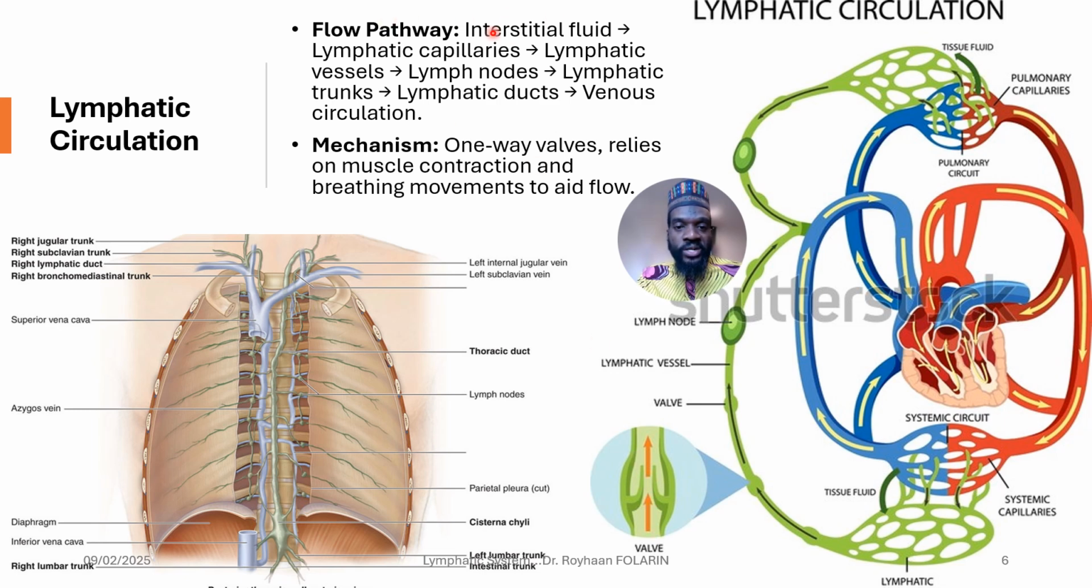So that's what we try to show. You see the interstitial fluid goes into the lymphatic capillaries, and then the lymphatic vessels, and then the lymphatic nodes, the lymphatic trunks, the lymphatic ducts, and finally it empties into the venous circulation.